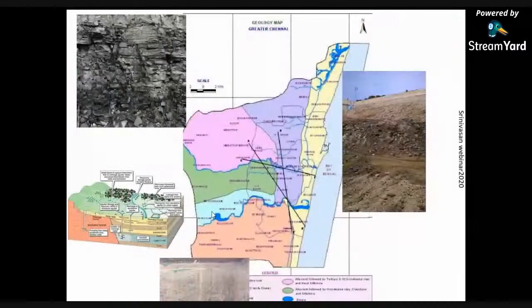No great potential. So now let us see how the scenario is in Chennai. This is everyone's interest. What is the groundwater situation? What are the water bearing strata in Chennai? So let us spend just 5 minutes very quickly. We will rush through the Chennai scenario.